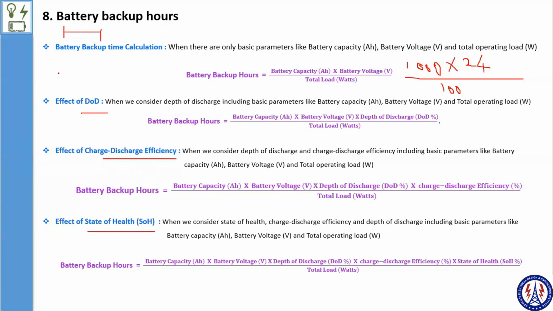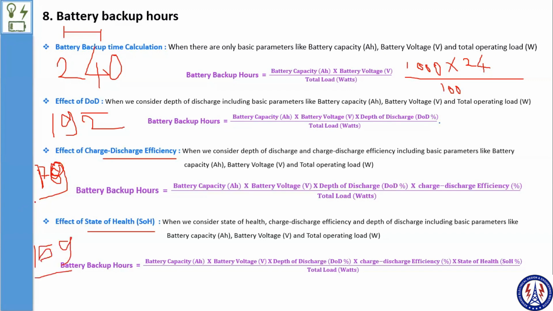Initially it was 240 over here, right? Here 192. Here how much was it, Kabilan? 179, I think. 179 something, right? And at the last, 150, I think 159, something like that. Whatever it is, you can take that. But if you look at the first day, it might give you 240 units or 240 hours of backup.